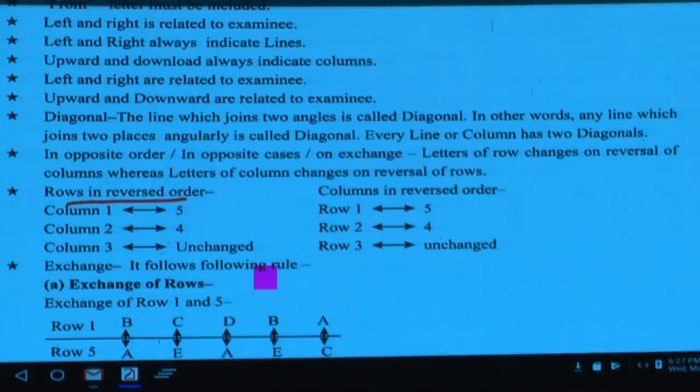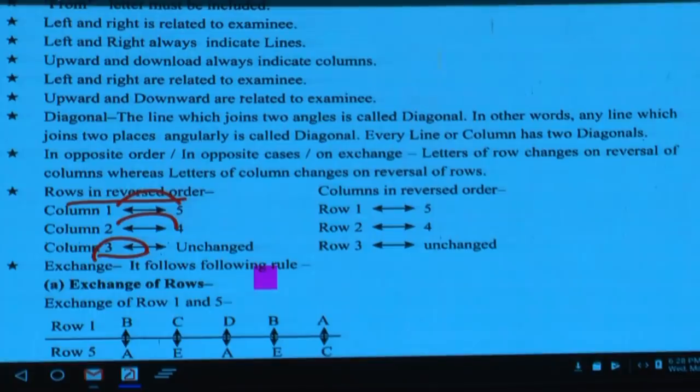Rows in reversed order. Rows in reversed order means, now, row 1 and 5 will get interchanged, and column 1 and 5 will get interchanged. And 2 and 4, that means row 2 and row 4 are interchanged. Then column 2 and column 4 will get changed, and the middle one will remain as it is because we are having only 5 and 5, and there is nothing to reverse with this one. Hence 1 and 5 equally, 2 and 4 equally, 3 will remain at the same place.